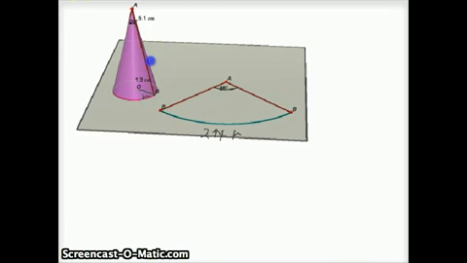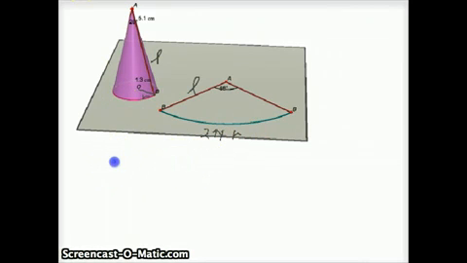And this from A to B is L. Well, that means this is L also. So L, if you imagine this is a sector of a circle, if that circle were completed, the circumference of this entire circle would be 2 pi L. Well, this is a portion of the circumference of that circle, and it's 2 pi r.